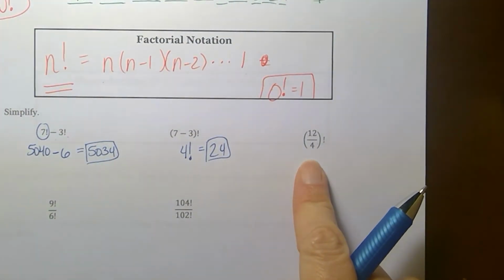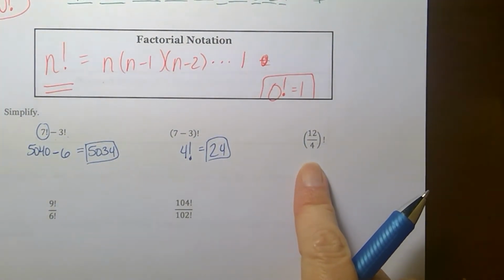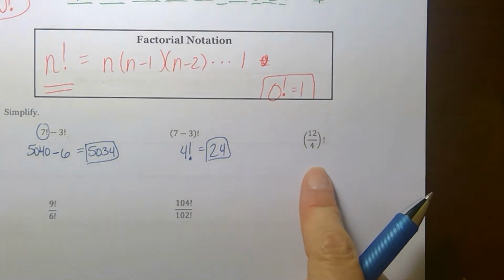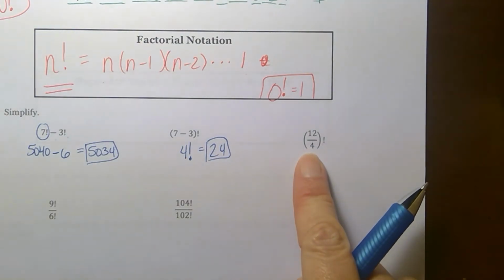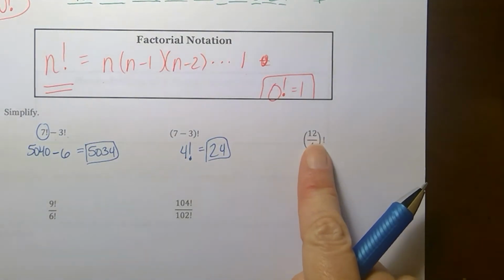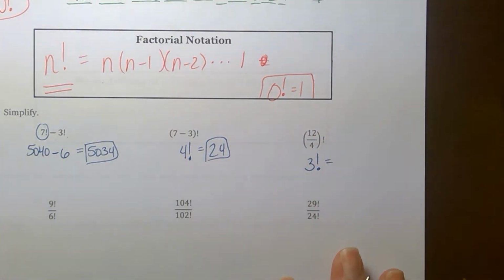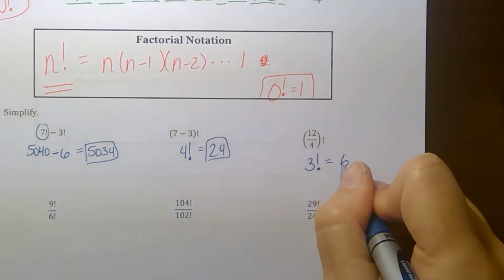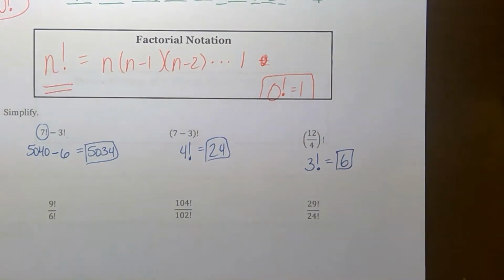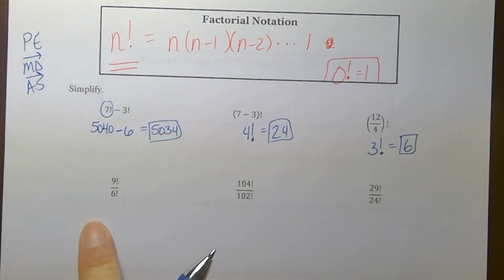Let's look at this third problem across. What is your first order of importance? Do you apply the factorial or do you do the division? Well, we work inside the parentheses first, so we will do the division. 12 divided by 4 is 3, and then I have 3 factorial, which is just 3 times 2 times 1, which is 6. Over here, what am I going to do first? Well, I need to do the factorials first before the division.